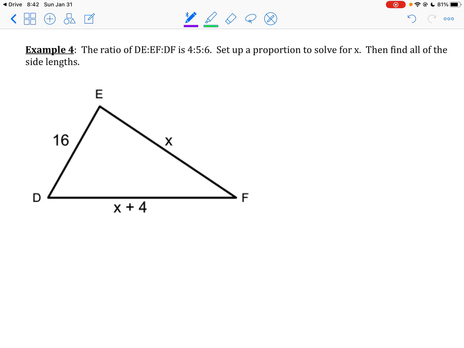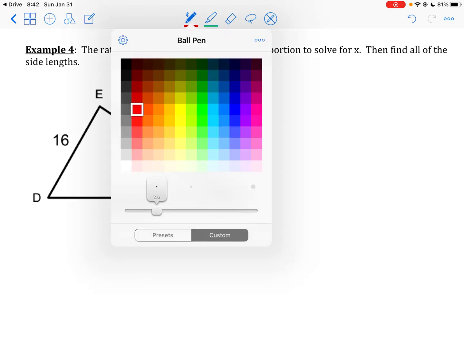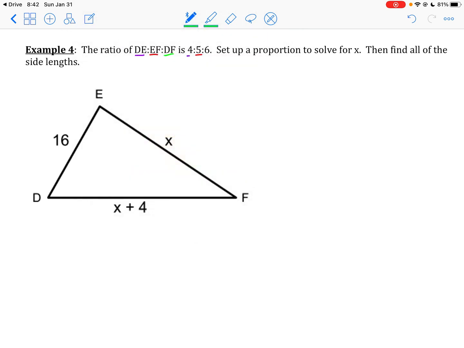Another way we can use ratios is we can have an extended ratio for the side lengths, but we're going to need some more information because the sides don't have a certain thing that they have to add up to. So we're going to set up a proportion to solve for x. So this tells me DE to EF to DF is 4 to 5 to 6.